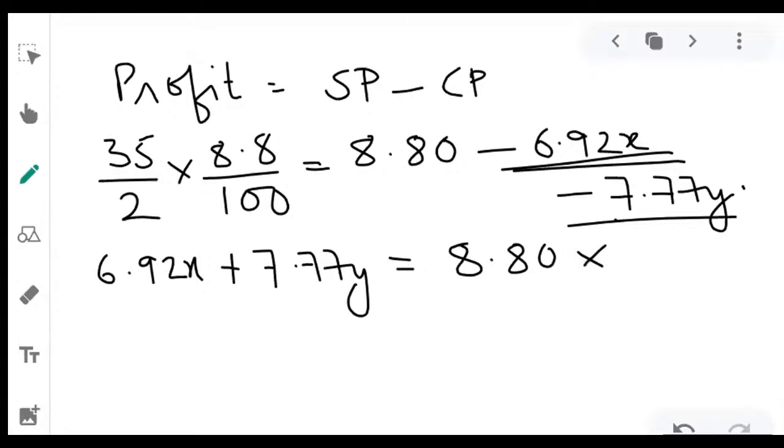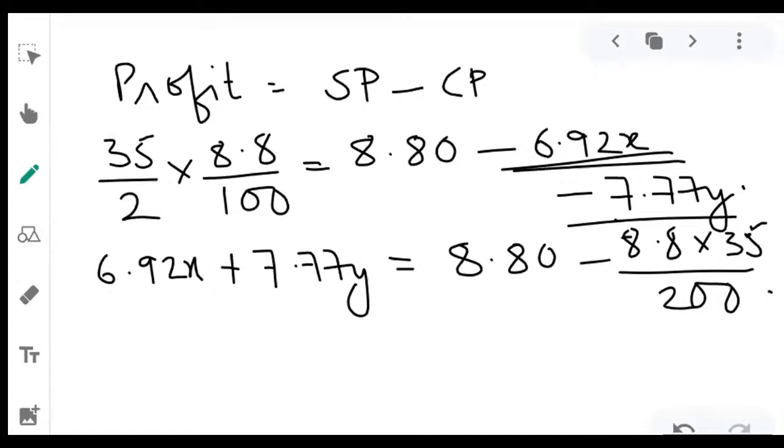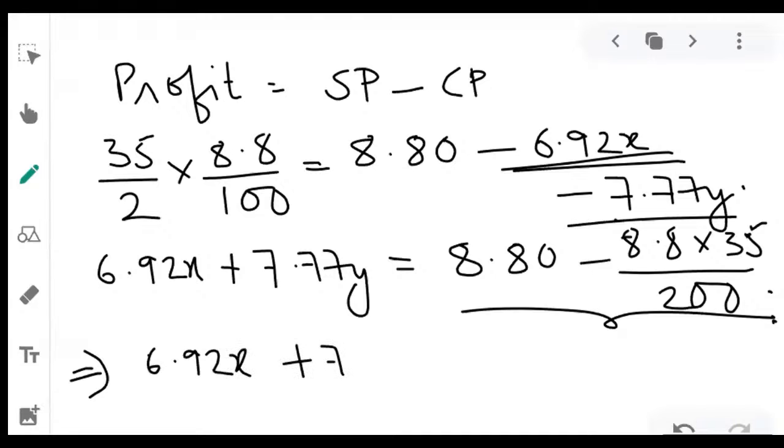8.80 into 8.80 minus 8.8 into 35 by 200. Can you tell me the simplified value of this equation? Simplify this and tell me. Someone with calculators, please jump on it.